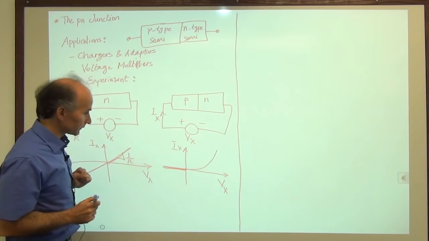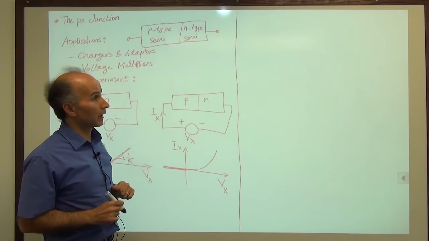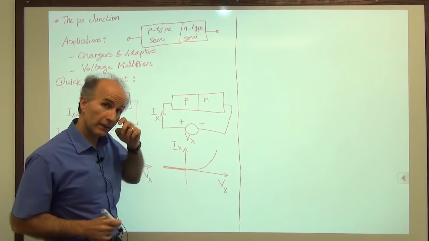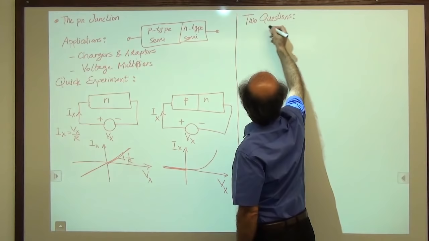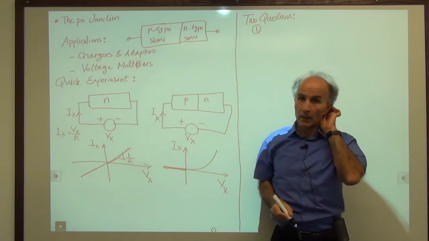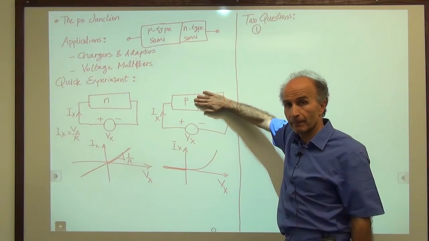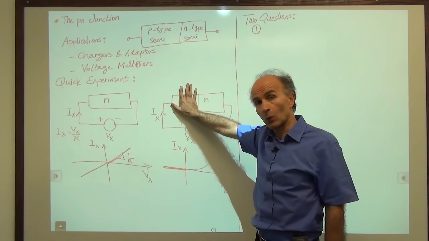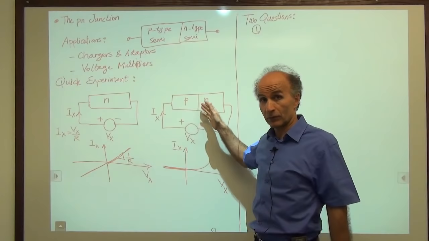All right, so I would like to raise two questions that we need to answer to understand how a PN junction operates. So let me write the two questions here. Question number one. When we have a p-type material, we have lots of holes, very few electrons. When we have an n-type material, we have lots of electrons, very few holes. So what happens when we attach them together? And right at this interface, what exactly happens? Do they fight each other? They don't agree with each other? So what exactly happens, right?